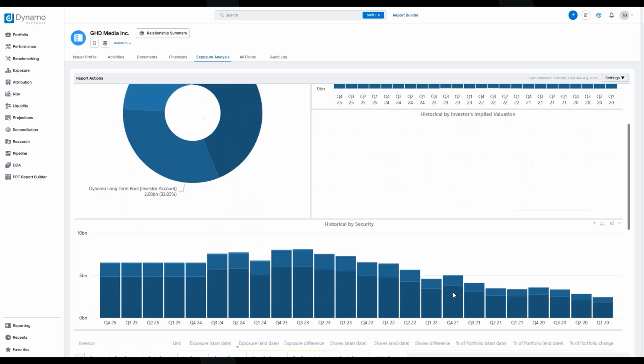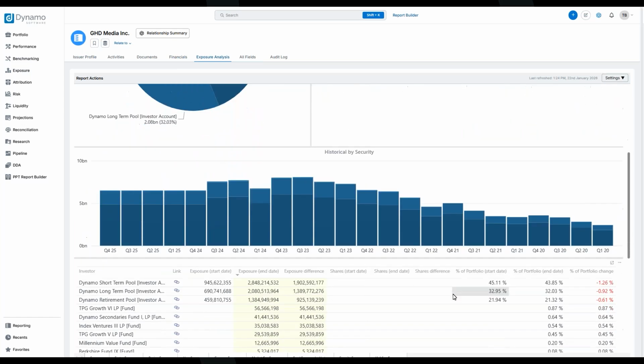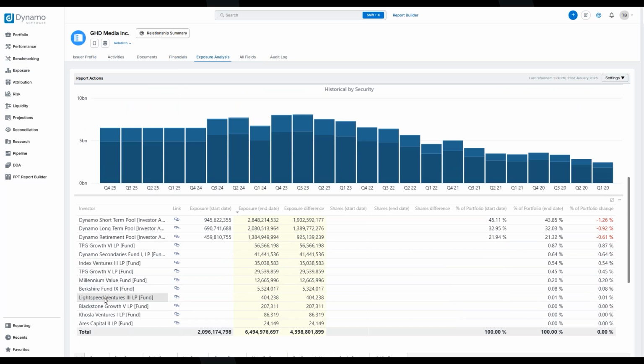Down below, I can see historical by security. And then here are the details. I can see that Berkshire Fund 9, here it is, here's our investment.